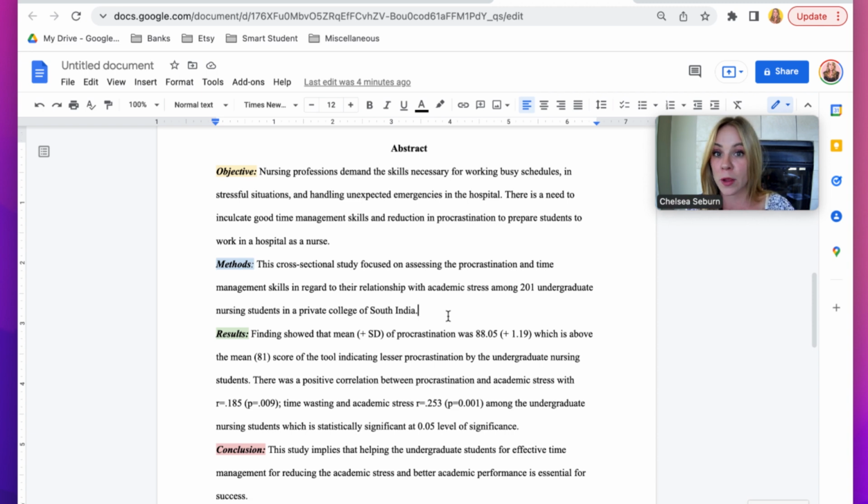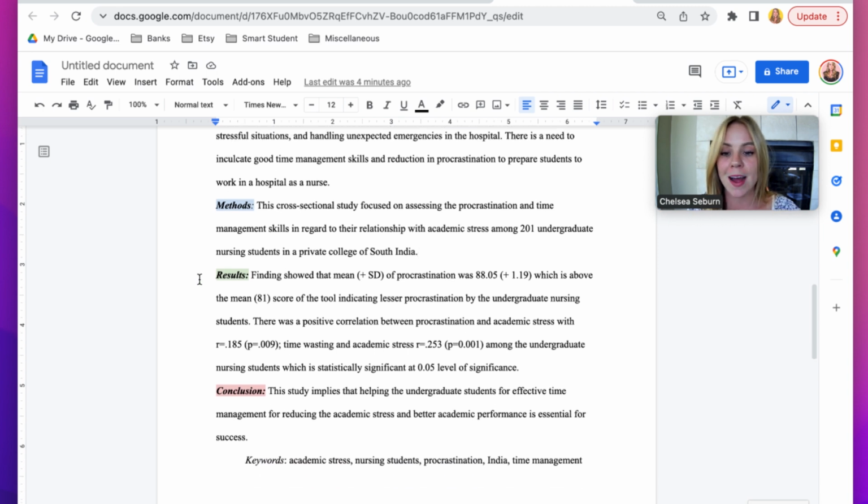So now that we know the methods, this would be a great time to add in the results. So after doing this study, what did you learn? Here we have findings show that mean of procrastination was 88.05, which is above the mean score of the tool indicating lesser procrastination by the undergraduate nursing students. There was a positive correlation between procrastination and academic stress, with time wasting and academic stress among the undergraduate nursing students, which is statistically significant at 0.05 level of significance.